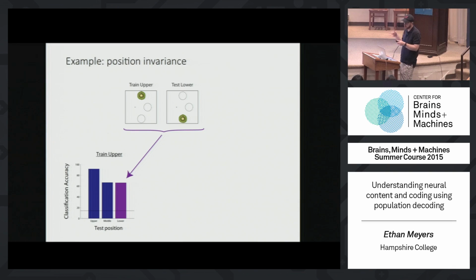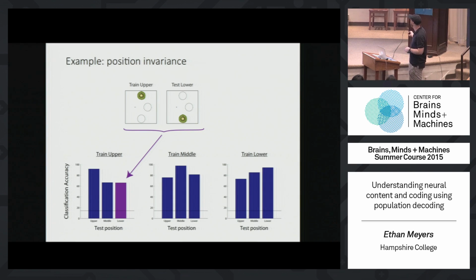OK, and so we can do the full set of permutations. Here we trained at the upper. We could also train at the middle or train at the lower location. Here, if we train at the middle, we get the best decoding performance when we decode at that same middle, but again, it's generalizing to the upper or lower locations. And the same for training at lower. We get the best performance testing lower, but again, it generalizes. So if you wanted to conclude this one mini study, information in IT is position invariant, but not 100%, right?